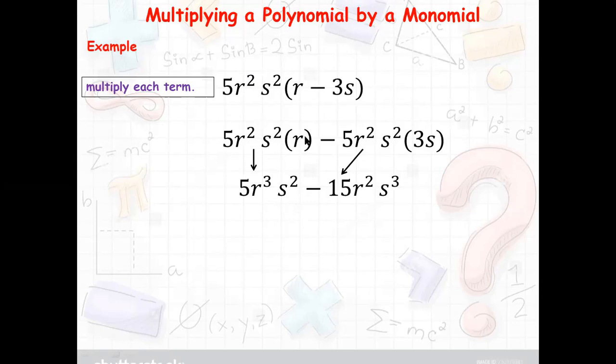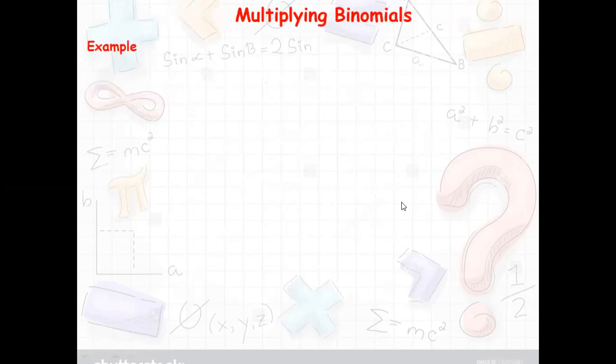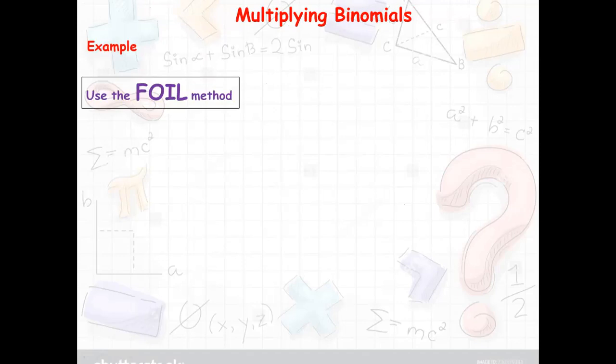How did we get r cube? Because the value of the exponent is 1 here, so 2 plus 1 is 3. Then 5 multiplied by 3 will give you negative 15 r square and s cube, because it's 2, and then 1 here, 2 plus 1 will give you 3. Now, keeping this in mind, let's go to today's remaining part of the lesson.